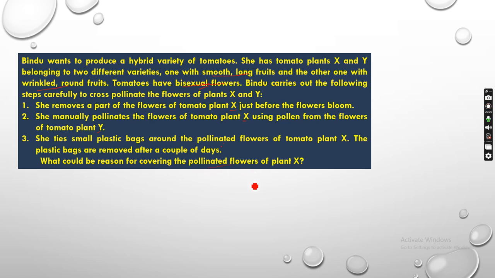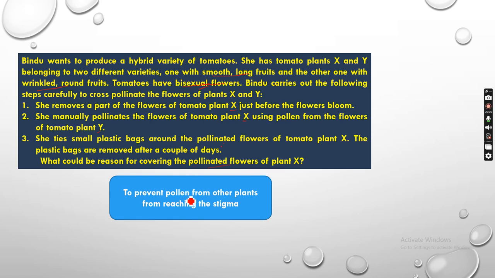So this is related to pollination. If she is covering the plastic bag, that means she doesn't want any other pollens to contaminate the flowers of plant X. Okay, so that is the only answer you have to write: to prevent pollens from other plants from reaching the stigma of plant X.